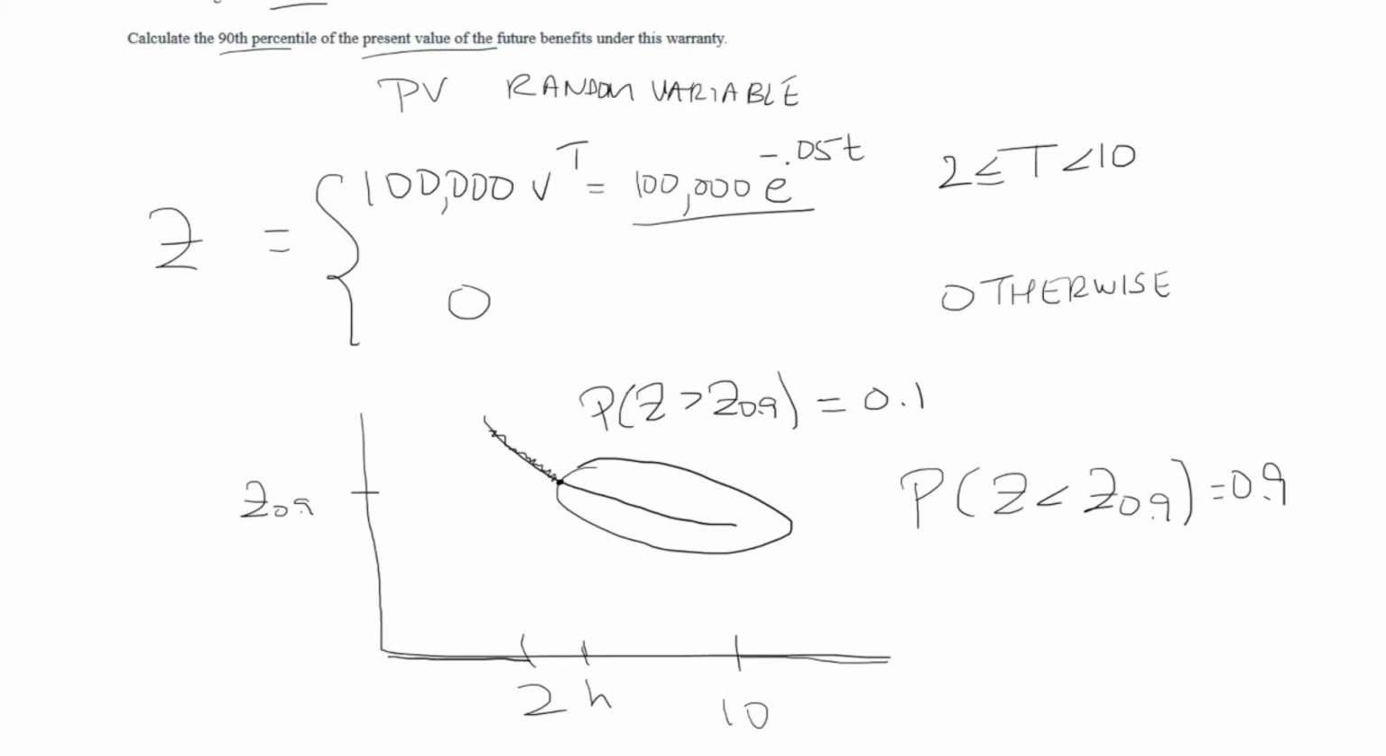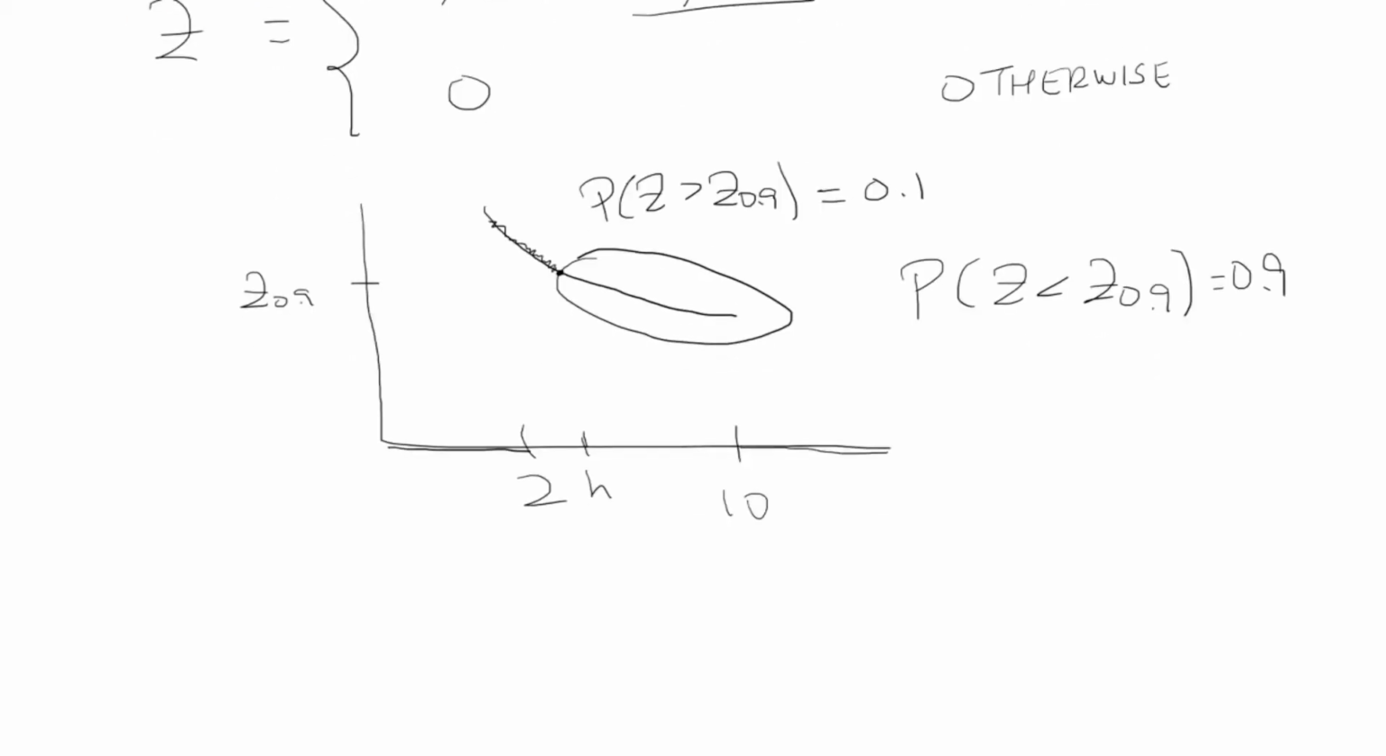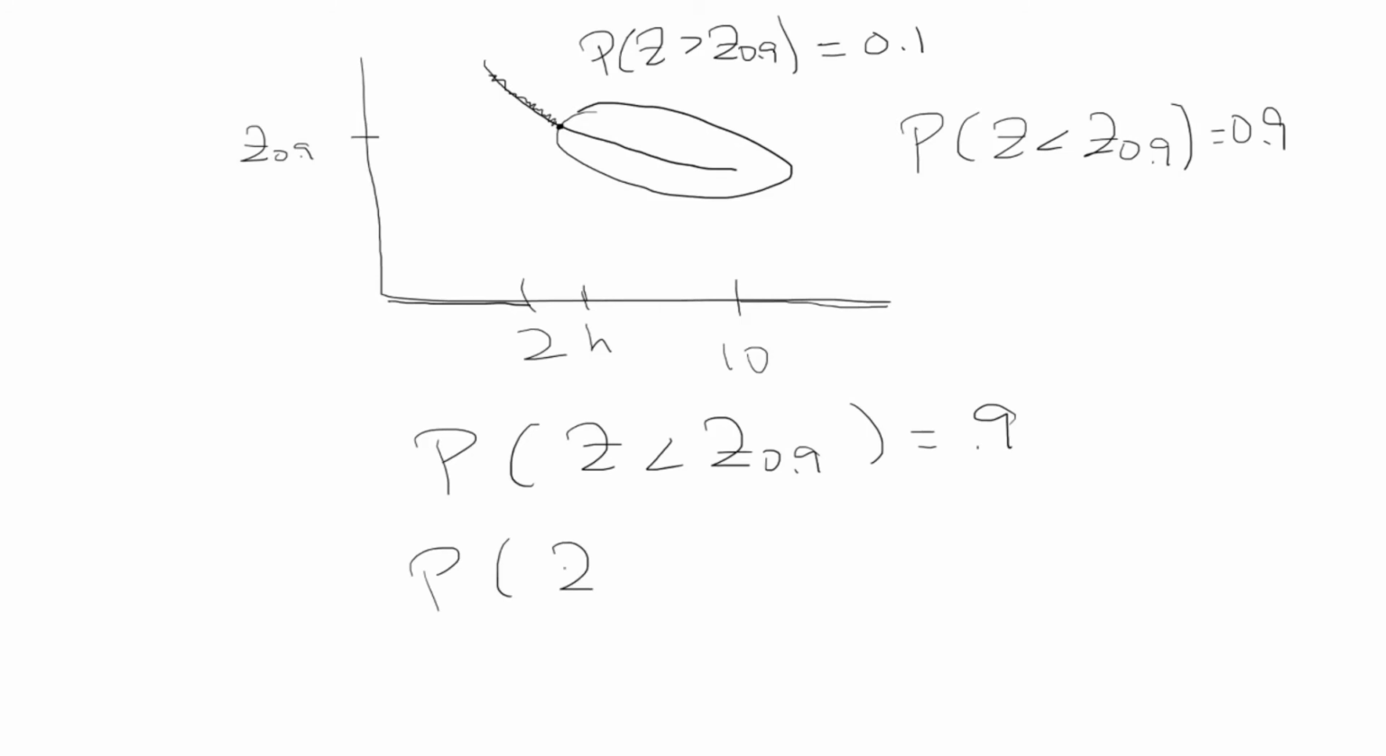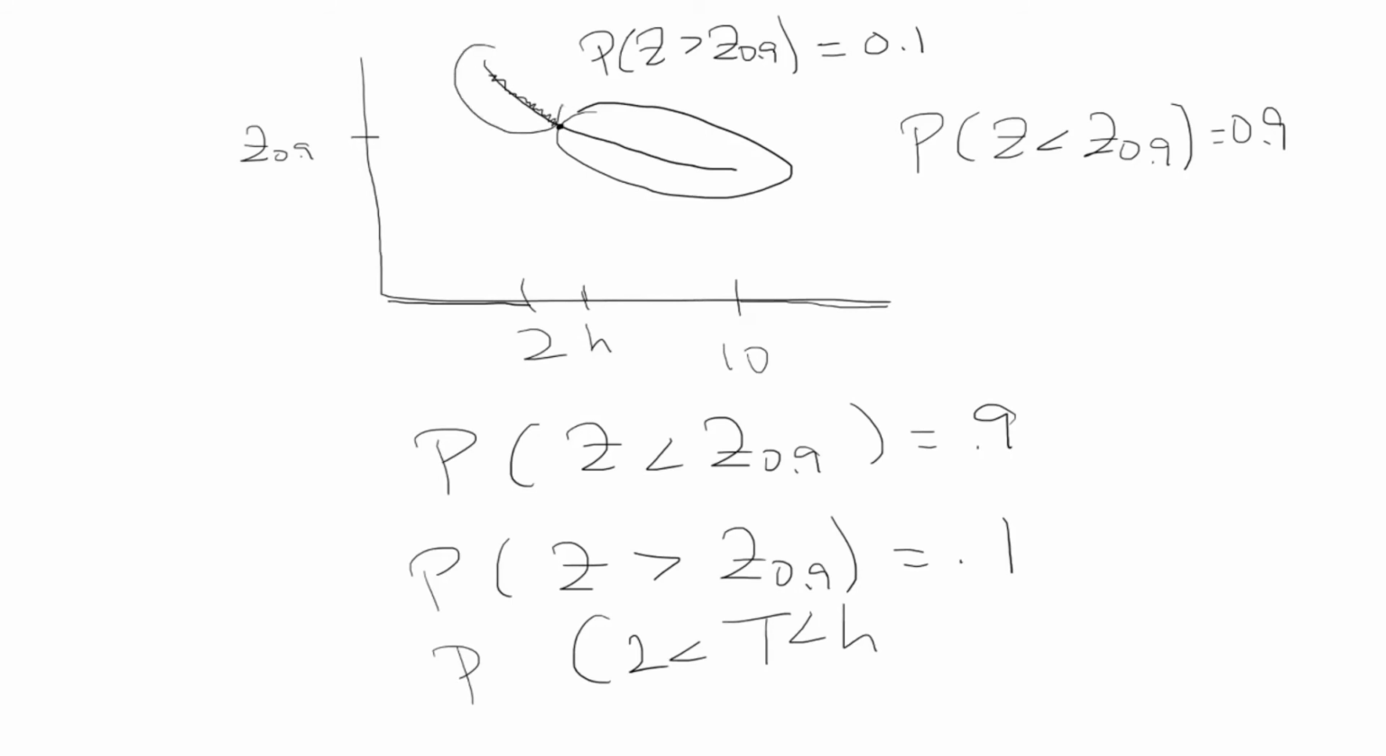Okay, so now let's do some work. We know that the probability Z is less than z of 0.9 is 0.9. That means if we were to do the complement of that, the probability Z is greater than z of 0.9 is 0.1. And so that means that t has to be between 2 and h. Right? That's this right here that we were looking at. This is the region that is 0.1.